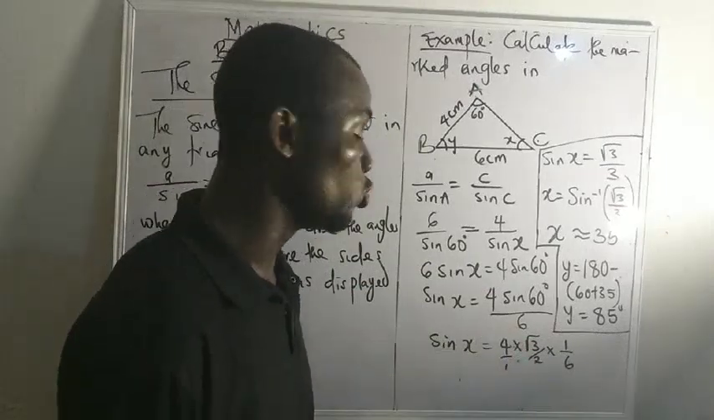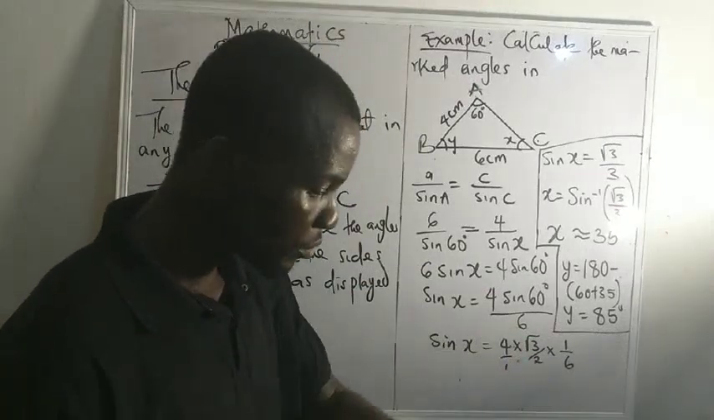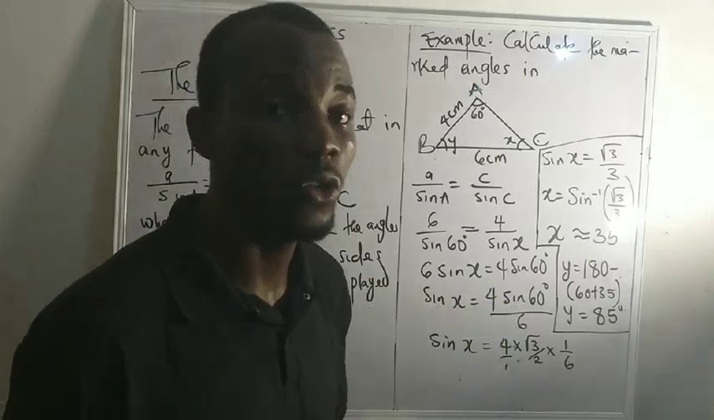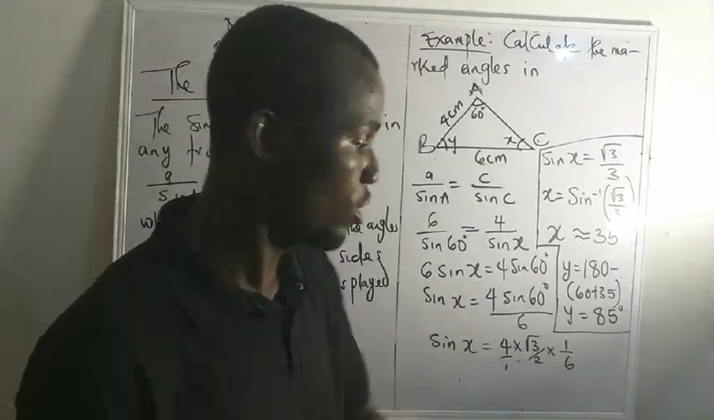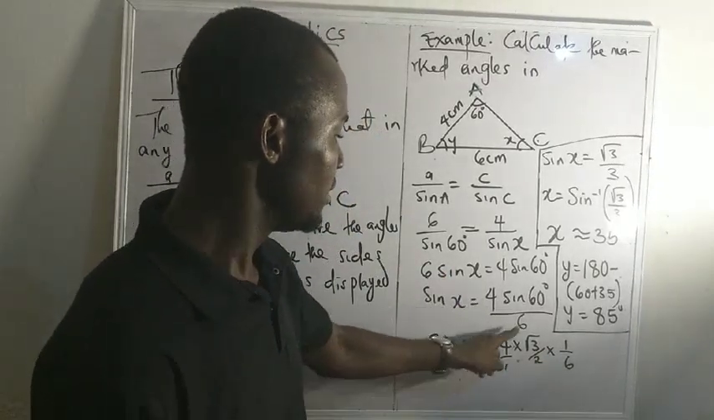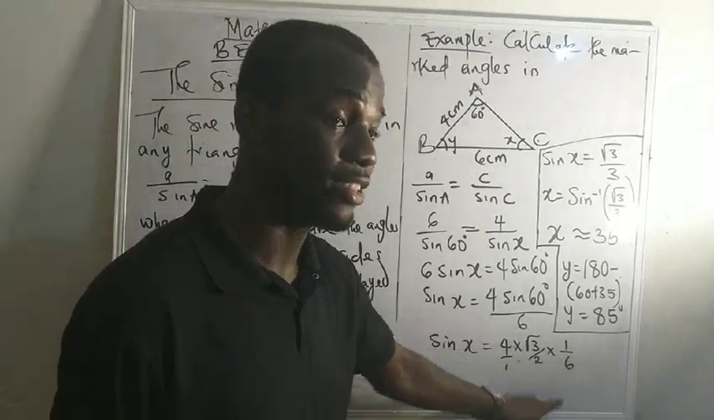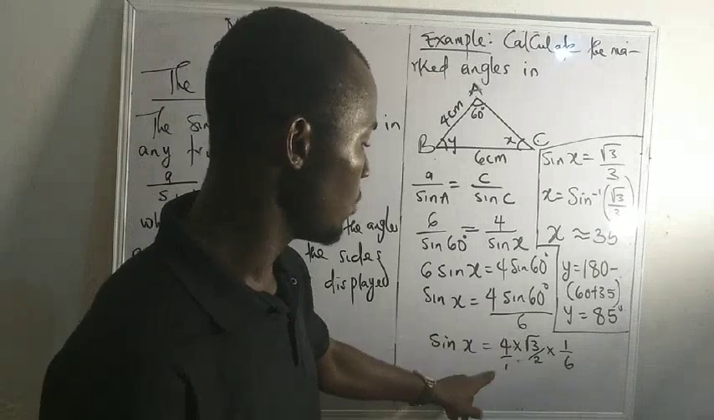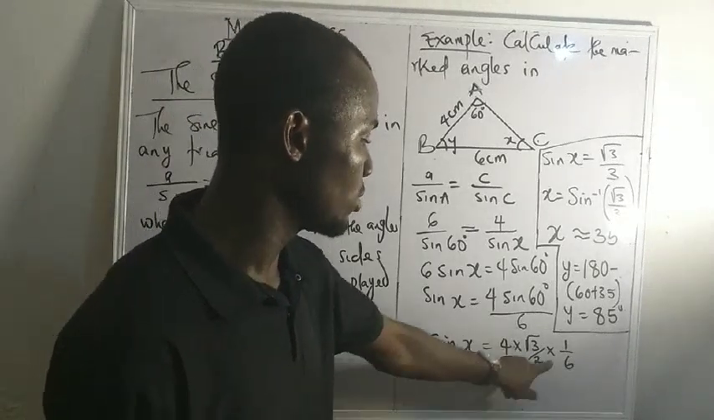But I choose to use a trick, the short form. Sine 60 in short form is root 3 over 2. So that's what I have here. This 4 can be written as 4 over 1. This divided by 6 can be written as 1 over 6, just in case you don't want to use calculator. So this is 4 over 1 times root 3 over 2 times 1 over 6.